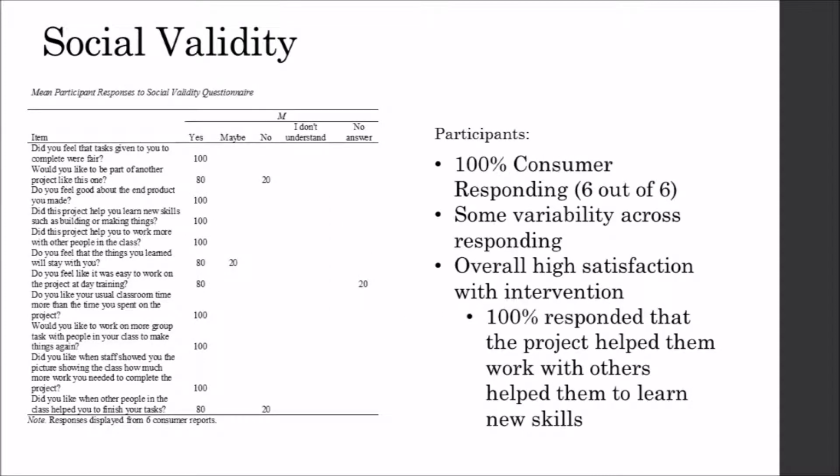6 individuals out of the 8 classmates were given the opportunity to participate in the social validity questionnaire. Out of the 6 given the chance to participate, 6 responded, demonstrating 100% consumer responding. The table does demonstrate some variability in responding, but with an overall positive satisfaction towards the study, with 100% of respondees saying that they learned vocational or social skills.